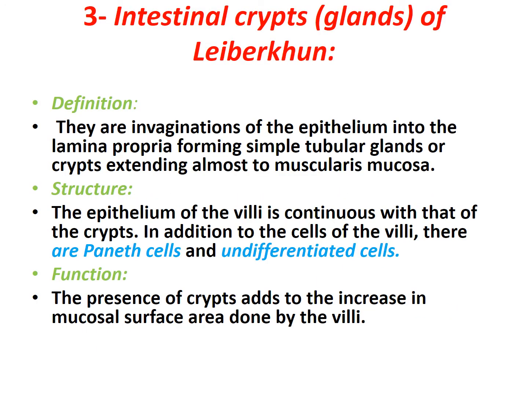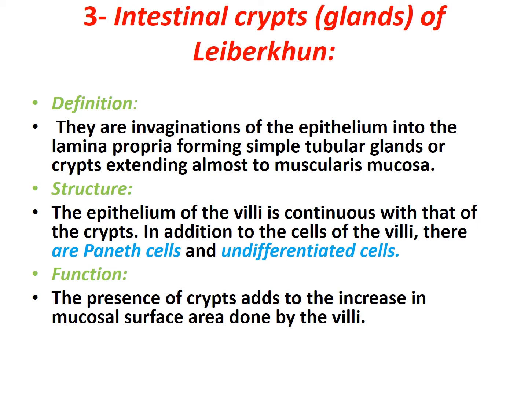The third structural specification which is present in the intestinal mucosa is the intestinal crypt or the intestinal gland or the glands of Lieberkühn. What is the intestinal crypt? They are invaginations of the epithelium into the lamina propria, forming simple tubular glands or crypts, extending almost to muscularis mucosa.